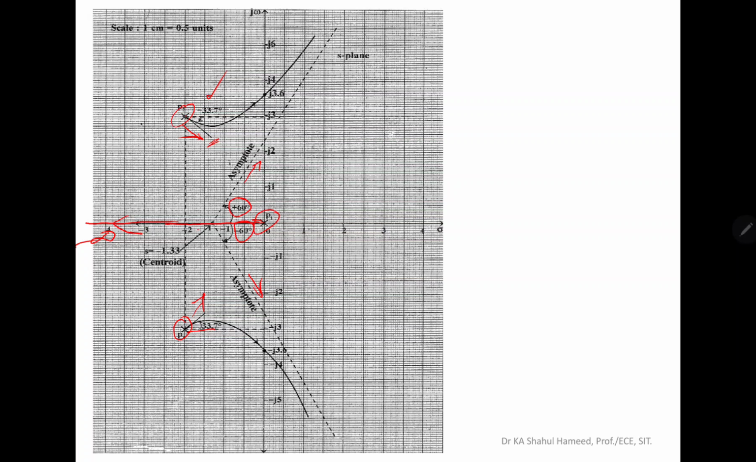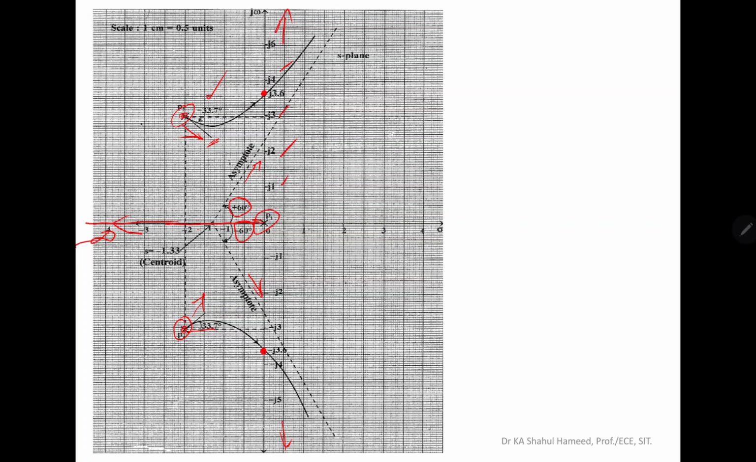Now we have to draw the other two root locus branches. For that, one point is here, P2 and P3, and we need to know the crossing point at the imaginary axis, and this is the imaginary axis. We have already determined the crossing point at the imaginary axis, that is plus or minus j 3.6. Here, this is 1, this is 2, this is 3, this is 4, and 3.6 is just above 3.5. This point is plus 3.6, and this is minus 3.6.